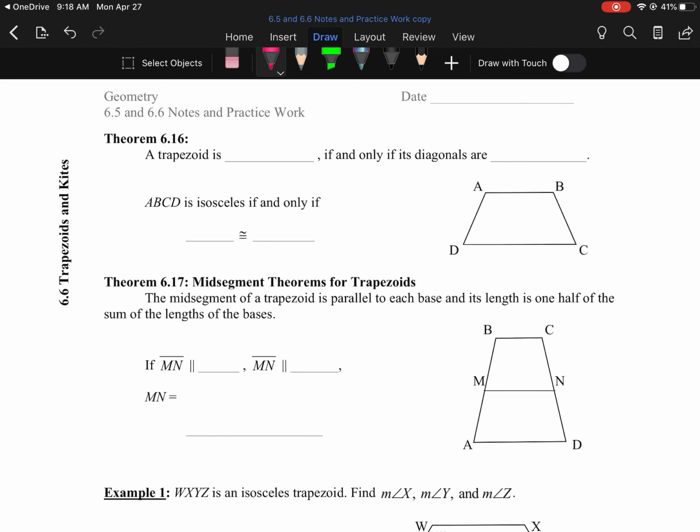All right, so let's move on. Our next theorem says a trapezoid is isosceles if and only if its diagonals are congruent.